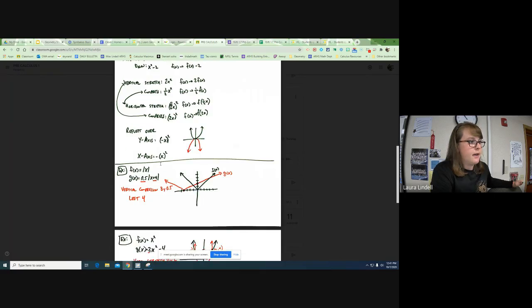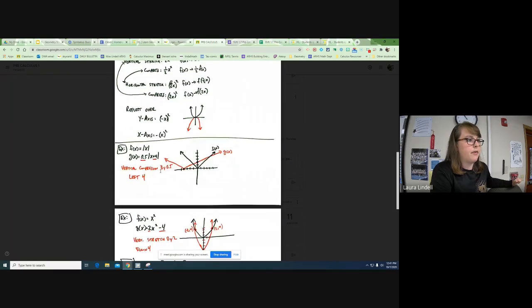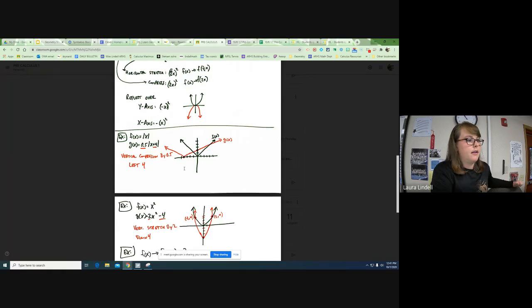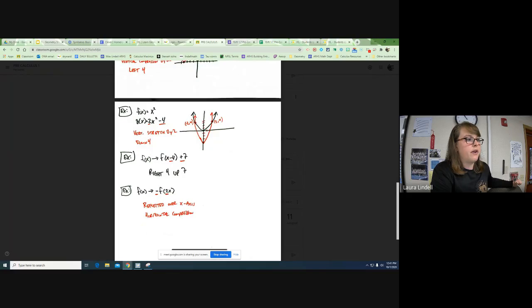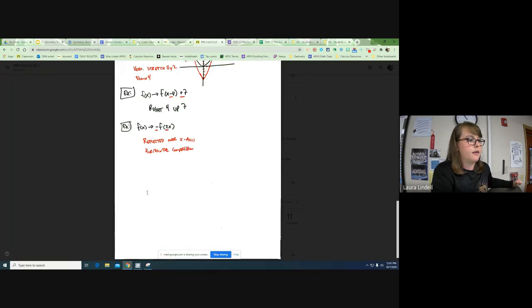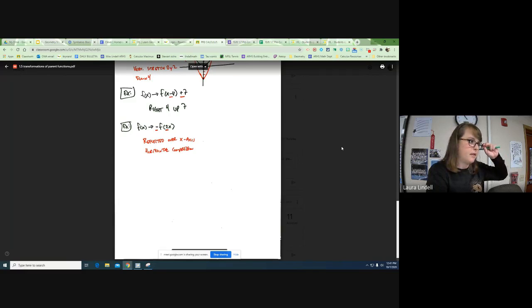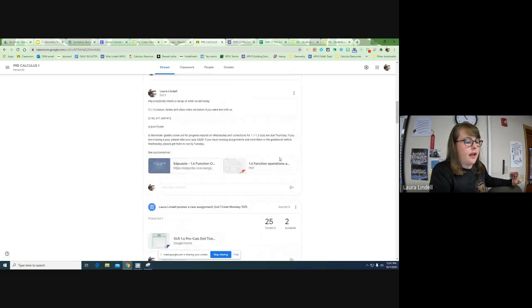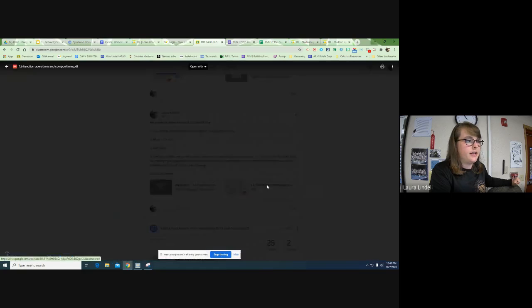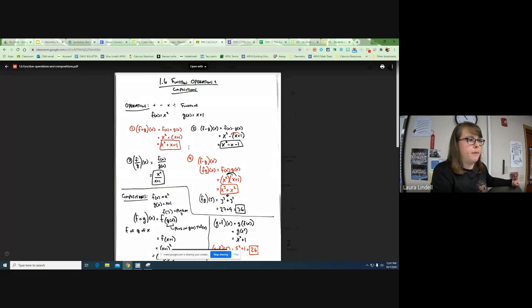Then we had some examples telling from the graph or from the equation what kind of transformation happened. And then also telling from the function notation what sort of transformation happened. That was 1.5. And then 1.6, what we did on Monday.